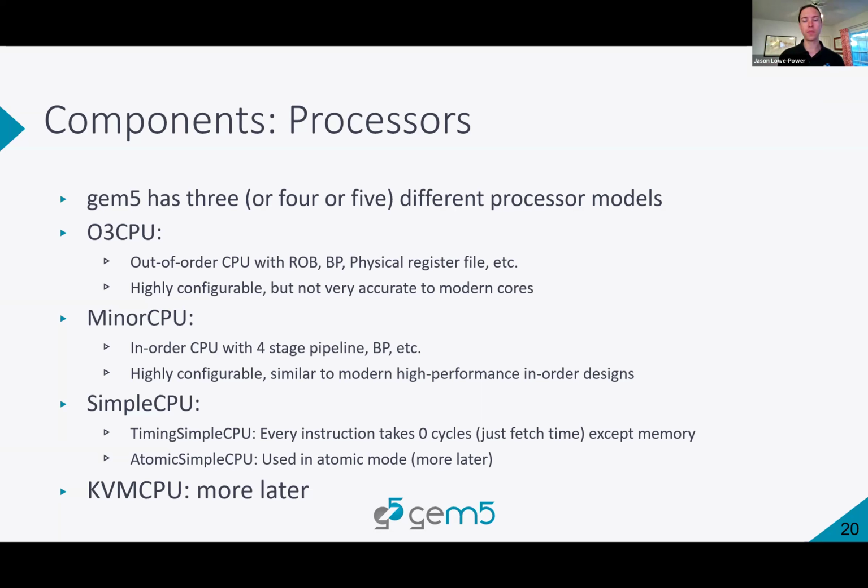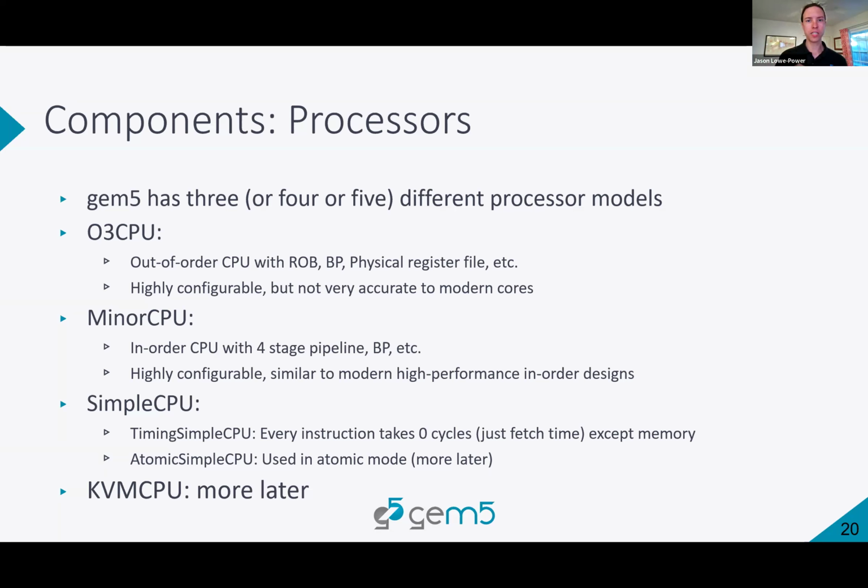This has a 4-stage pipeline. The pipeline latencies are all configurable. It has a branch predictor, everything you would expect with an in-order CPU. It's highly configurable as well. And if you set all the parameters correctly, you can get quite similar performance to modern high performance in-order designs. So for instance, the RISC-V matched board has a very specific configuration that models the SiFive processor that is in the RISC-V unmatched development board.